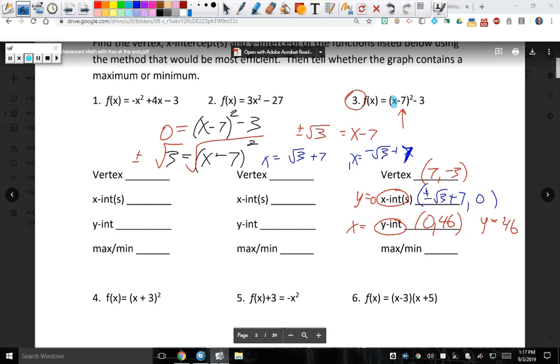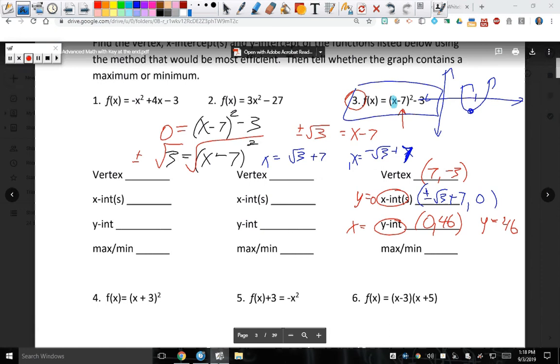Questions? Okay, so let me ask you this. Transformations helps a lot with vertex form. Is it looking upward or downward? Upward. So if it's looking upward and it was shifted 7 to the right and 3 down, it looks something like this.